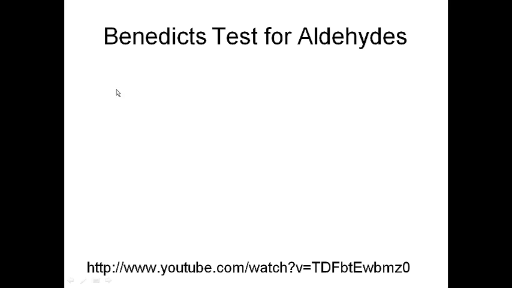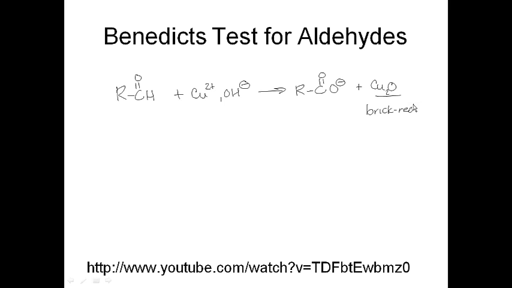So in the Benedict's test, if you take an aldehyde, you're going to treat it with copper 2+, usually under basic conditions again. We oxidize that aldehyde to a carboxylic acid, but since it's under basic conditions, that becomes deprotonated. The copper actually gets reduced to copper 1. And that copper 1 then reacts with the oxide ion to produce copper(I) oxide. It turns out that this has a brick red color, so you end up forming a brick red precipitate.